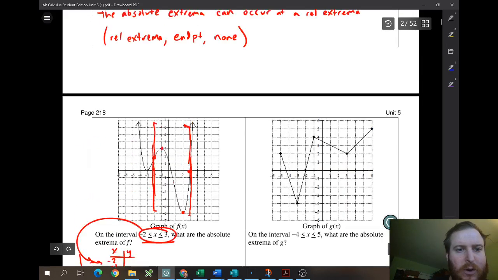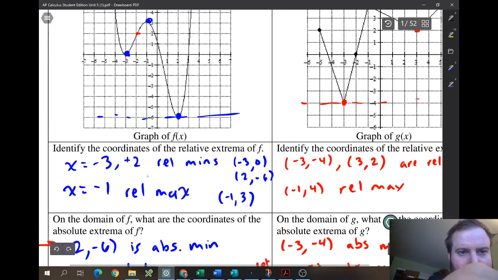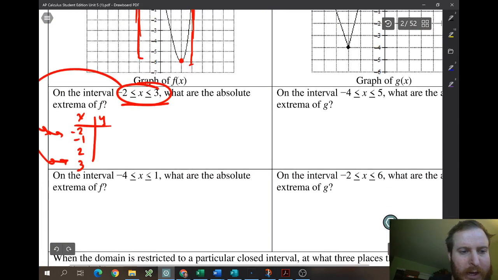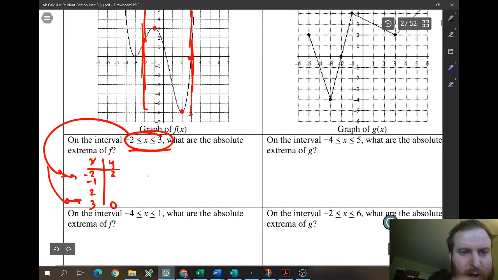So the y value at -2, I know it's kind of hard to look at it, but here we can see it better right here. -2 has a y value of +2, and at 3 we have a y value of 0. So at -2 we're going to put in +2, and at 3 we're going to put in 0. Then for our extrema, at -1 we were at 3, and at +2 we're going to be at -6.